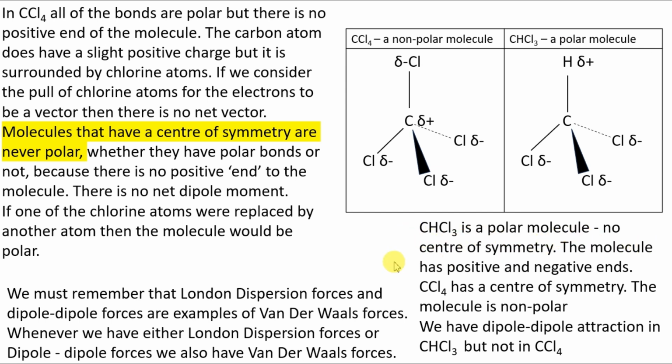CH3Cl is a polar molecule, no center of symmetry. The molecule has positive and negative ends. CCl4 has a center of symmetry, the molecule is nonpolar. We have dipole attractions in CHCl3, but not in CCl4. We must remember that London dispersion forces and dipole-dipole forces are examples of van der Waals forces. Whenever we have London dispersion forces, or dipole-dipole forces, we also have van der Waals forces.